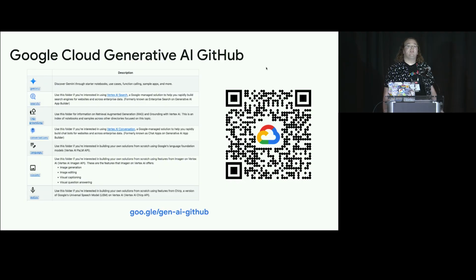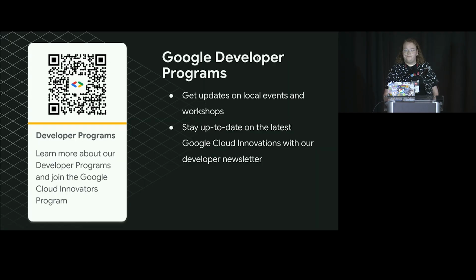Another great place to get started building with Gemini and just Google Cloud AI in general is our generative AI GitHub. So if you scan this QR code or go to goo.gle/GenAI GitHub, this will take you to a place where you can review a bunch of code samples and sample apps using our Google GenAI SDK and all the various components therein.